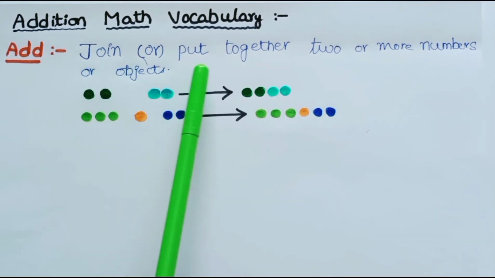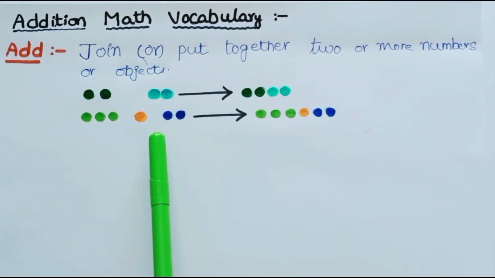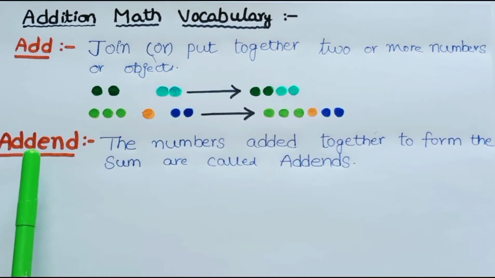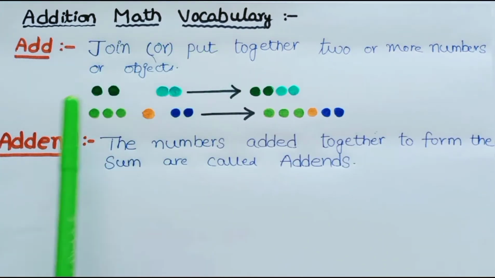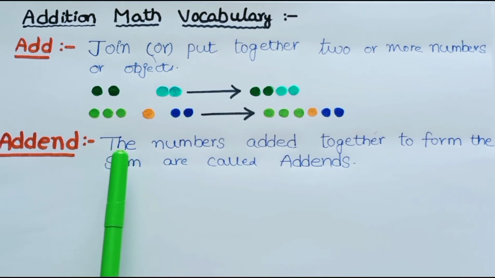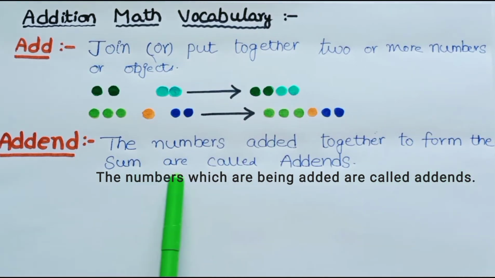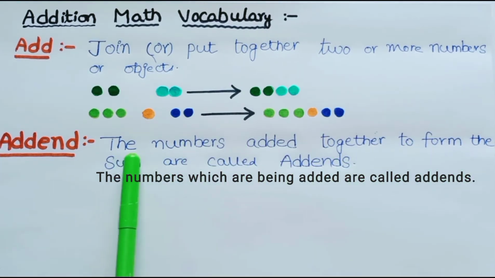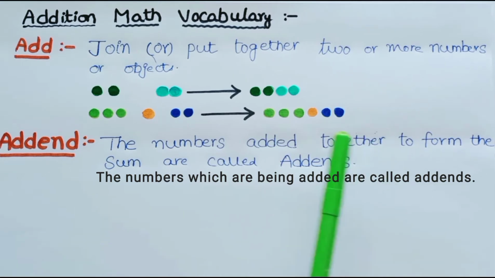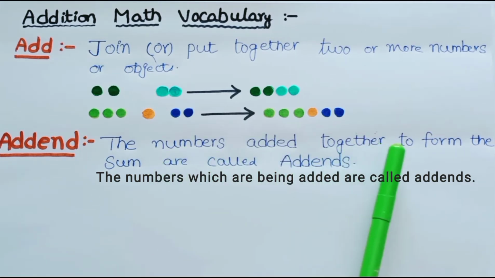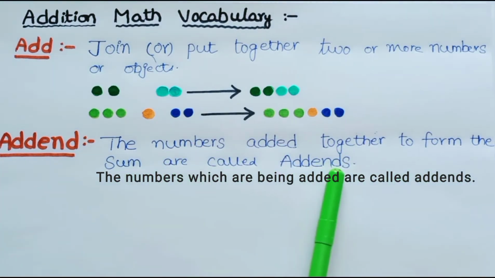Add means join or put together two or more numbers or objects. So the next word in the addition math vocabulary is addend. What is an addend? Addend means the numbers added together to form the sum are called addends. The numbers which are added together to form the sum are called addends.